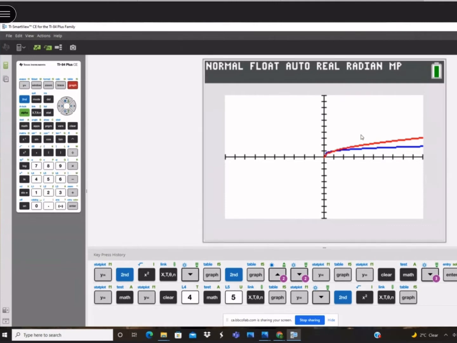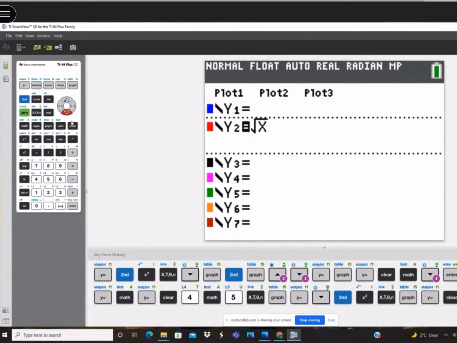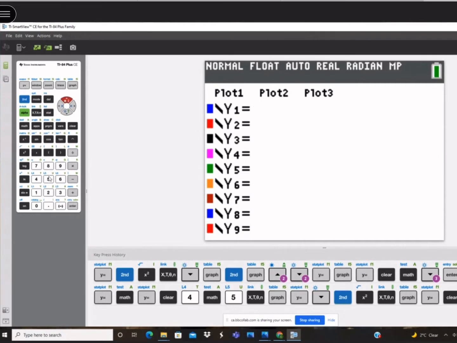So these are both roots with even indices. If we go back to your y equals screen, we can clear these both out. And the last graph we wanted you to compare with was the fifth root of x. So once again, you have to put the type of root in first. So 5 for fifth root.